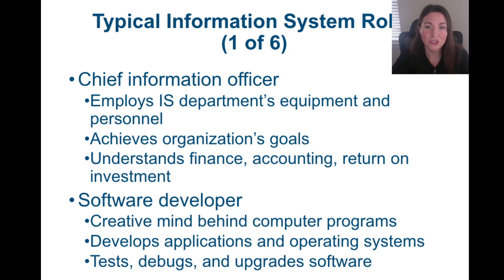First up is Chief Information Officer. So this is someone who kind of runs an IS department. They're in charge of equipment and personnel and making sure the IS achieves the goal of the organization. This is like the top dog. Next up is a software developer. They're the ones creating the actual computer programs, and they deal with any bugs or updates as needed.